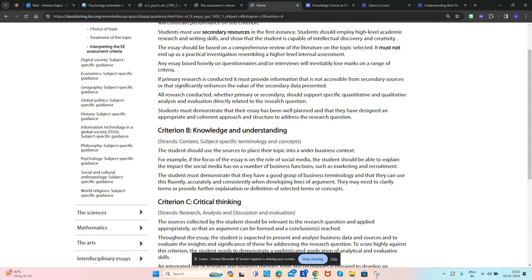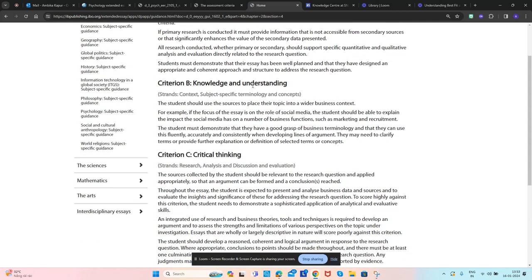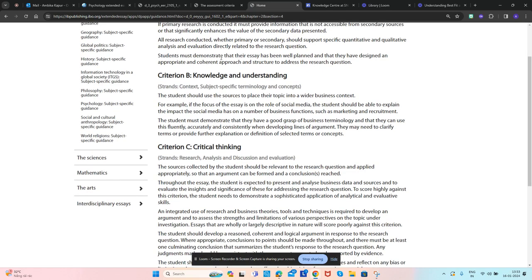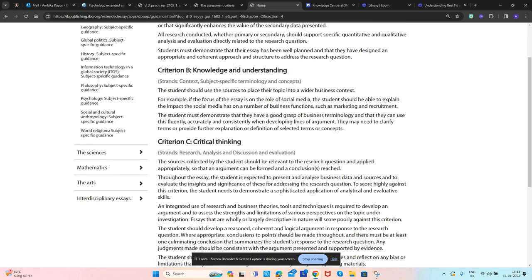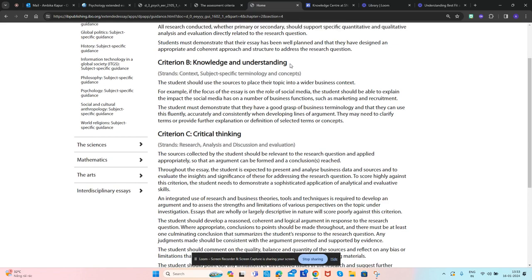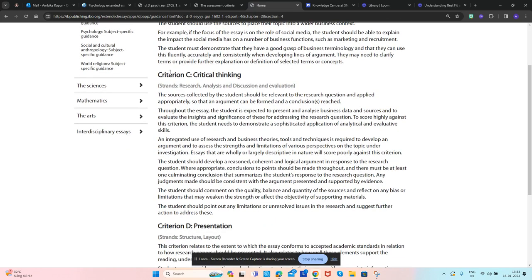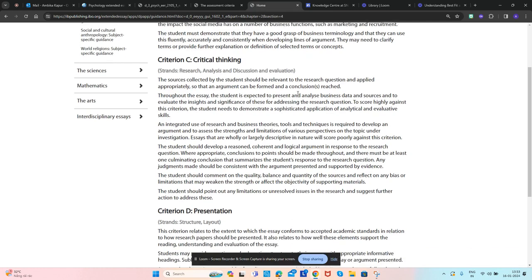the primary data presented. Similarly, in knowledge and understanding, how the student uses terminology and how the student uses the sources to place their topic within a wider business context is the focus of the essay. So here, as an examiner, we are assessing knowledge and understanding, and these are the strands which are required in this particular criterion. Similarly, criteria C, research and analysis, discussion and evaluation.